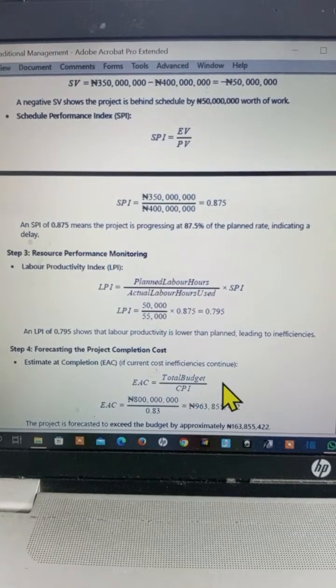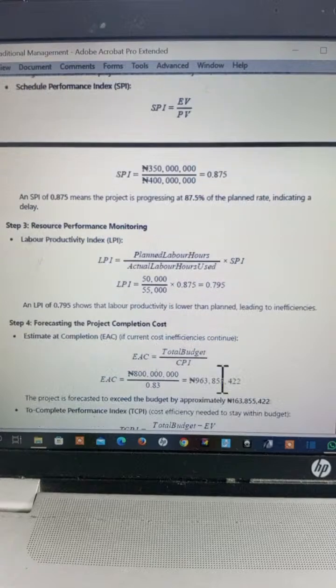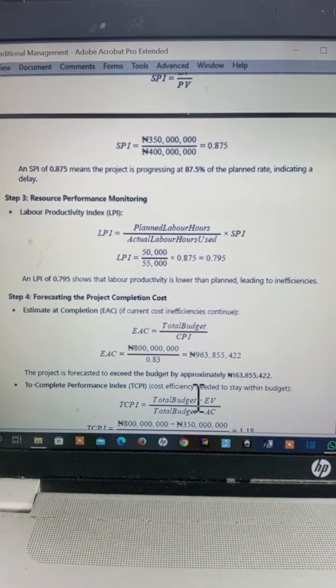Okay, the project in this case has been forecasted to exceed the budget by approximately 163,855,422. I chose to use these values the way they are because this is actually what you see in real life. Okay, so in order for us to do what is called the To Complete Performance Index, which is TCPI, there is what is called the cost efficiency needed to stay within the budget.